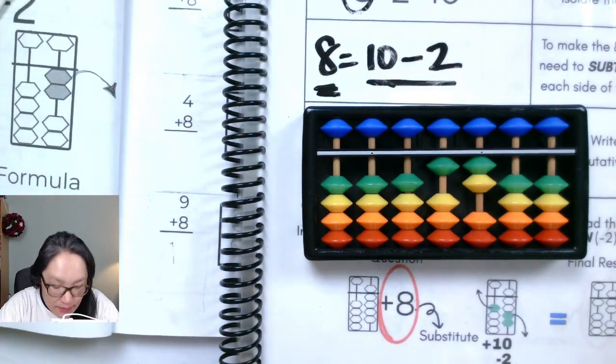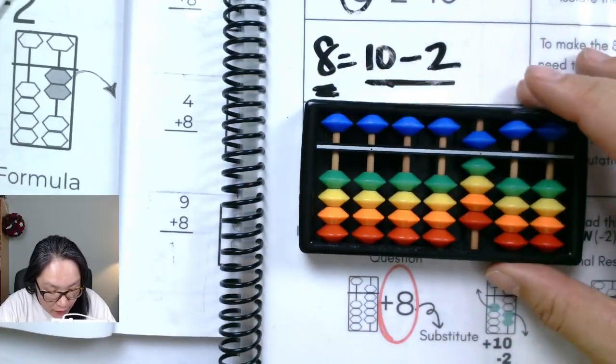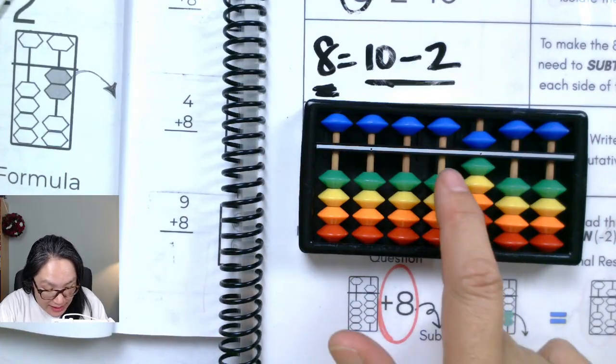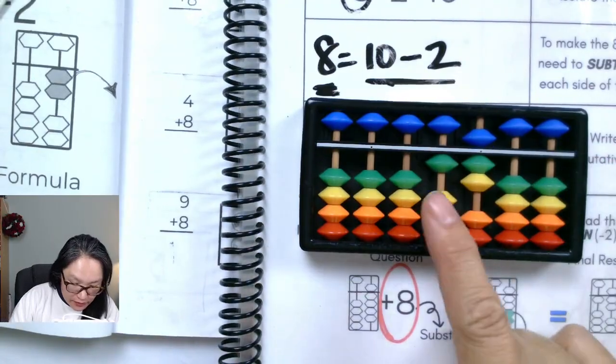How are we doing? Does that make sense? So let's do this one. We can do 9. When we do 9, again, we're being very versatile. We have 9. When we add the 8, what are we going to do? We're going to plus the 10 minus the 2. And now we have 17.